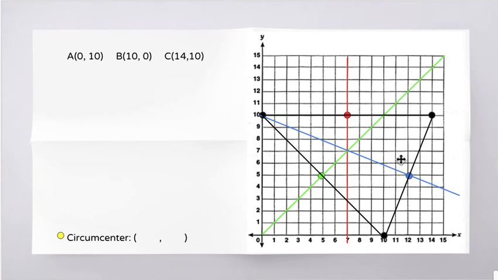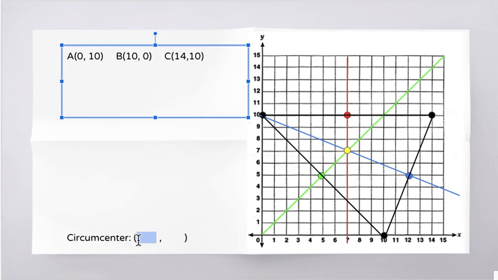And notice that all 3 of these perpendicular bisectors meet at a single point. That point is called the circumcenter. So I'm going to take this yellow dot and put it over the intersection of those lines, and then I will name that ordered pair. So the x value of the circumcenter is at 7, and the y value of that circumcenter is also at 7. So the circumcenter of this particular triangle was at 7, 7. It's the point where these 3 perpendicular bisectors meet.